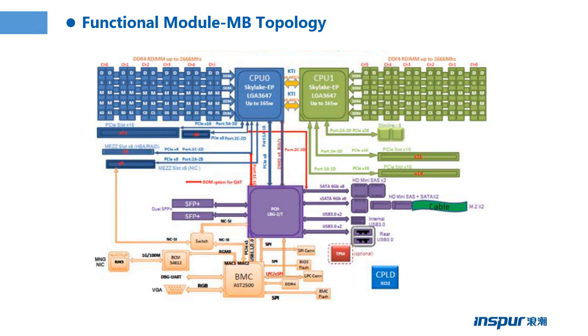The server can support 2 CPUs. Each CPU supports 12 memories, and the other CPU supports 12 memories. So the whole server can support 24 memories. From these lines, we can see the connection between the PCIe chipset and the CPU.